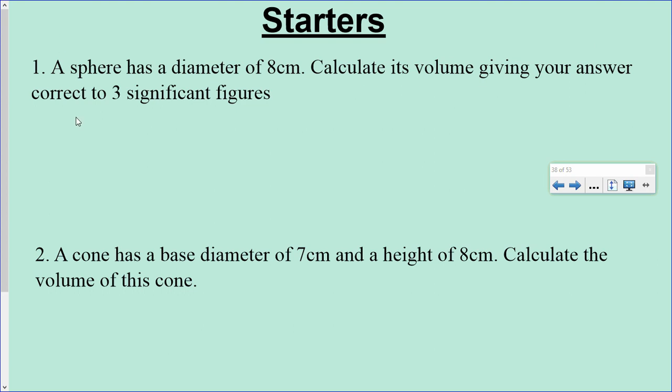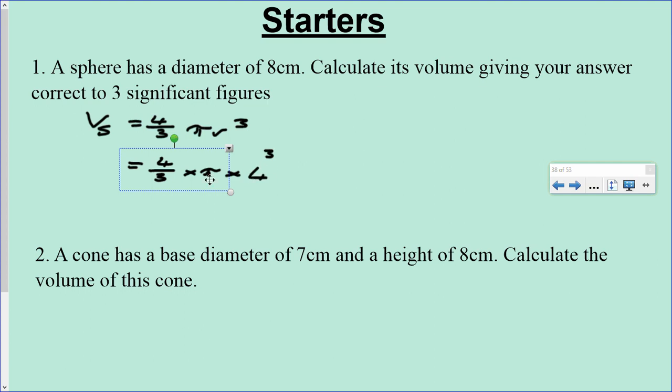So we've got a sphere has a diameter of 8 centimeters. Calculate its volume, giving your answer correct to 3 significant figures. The first thing we need to do is write out our sphere formula. So we've got V_s equals 4 over 3 pi r cubed. And then 4 over 3 times pi times, now my diameter is 8, so I have to divide that by 2 to have 4 cubed.